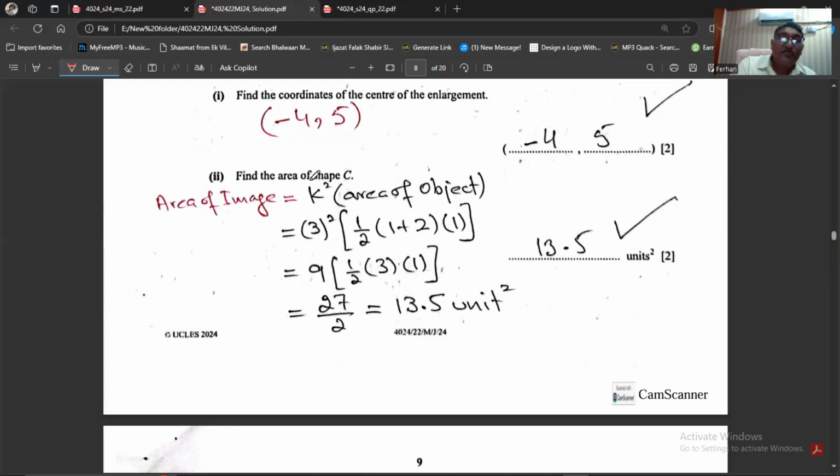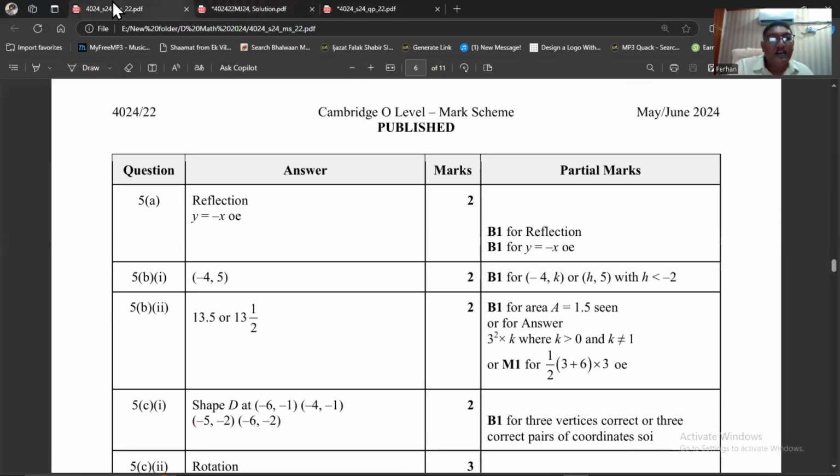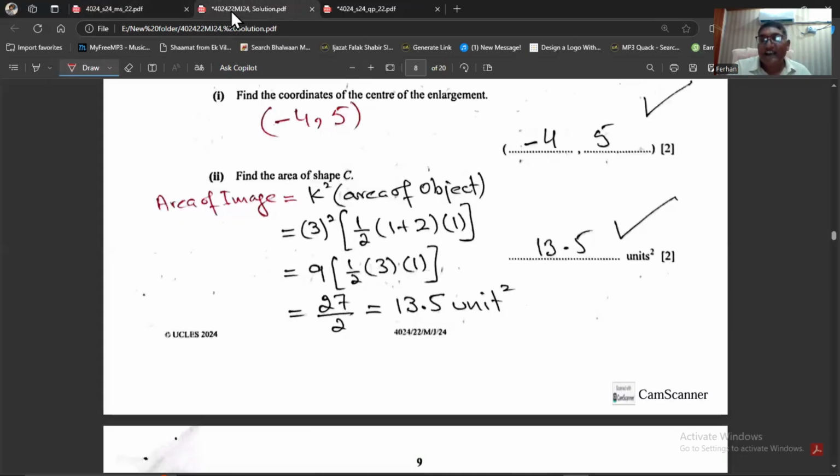Area of the image is equal to K square into area of the object. So that will be 9. This will be 1 by 2. This will be 3. This will be 1. So it will be 27 divided by 2, and that will be 13.5 unit square. 13.5 is the right answer, sir. Hopefully you understand this idea.